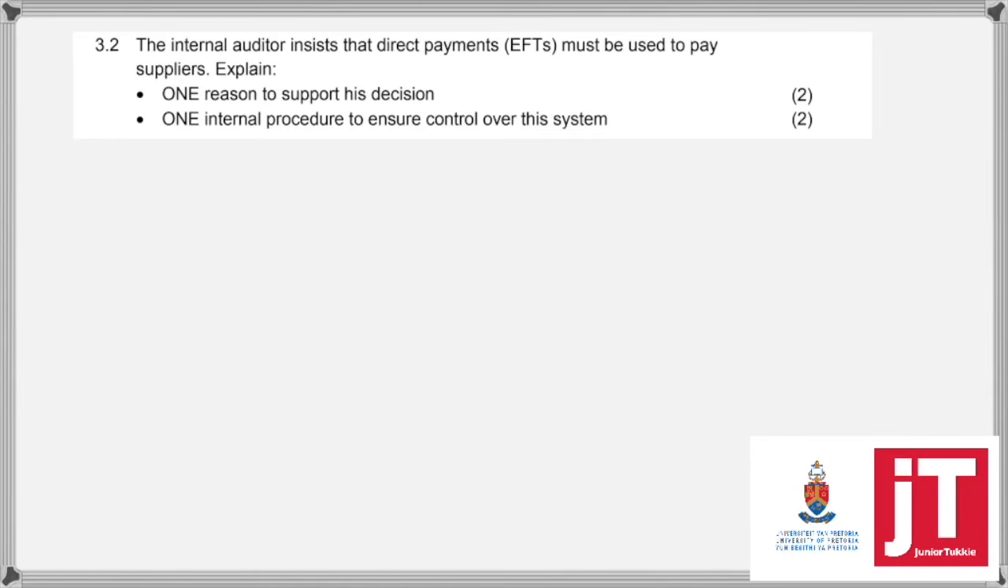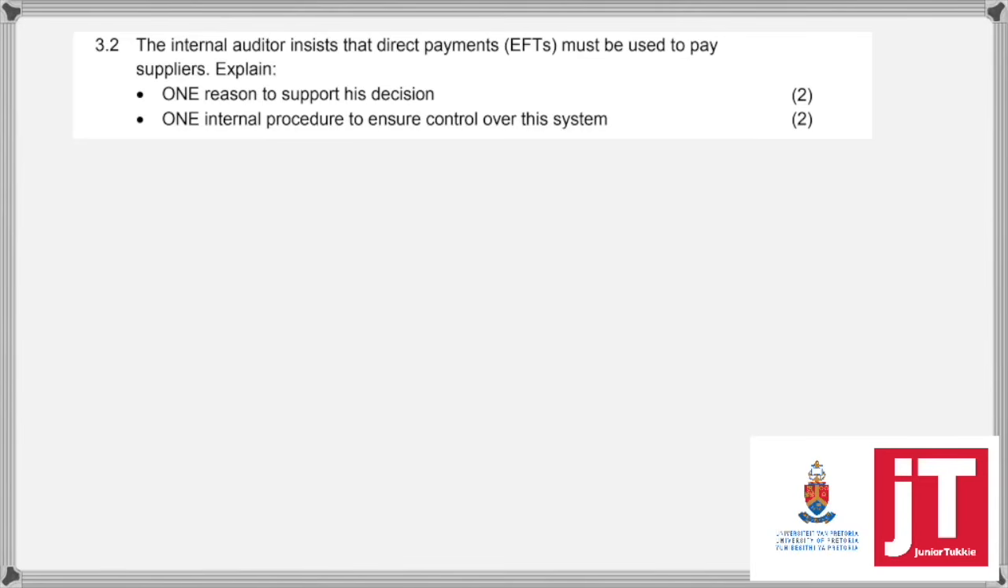Just a reminder, checks are now outdated. We no longer use checks. Businesses do not accept checks. Banks don't issue clients with checks anymore. So we're moving away from that and towards EFT payments.